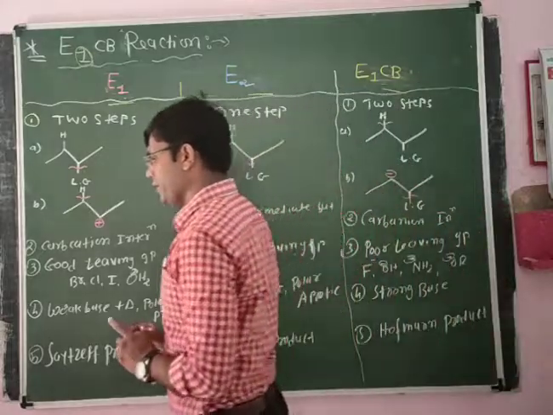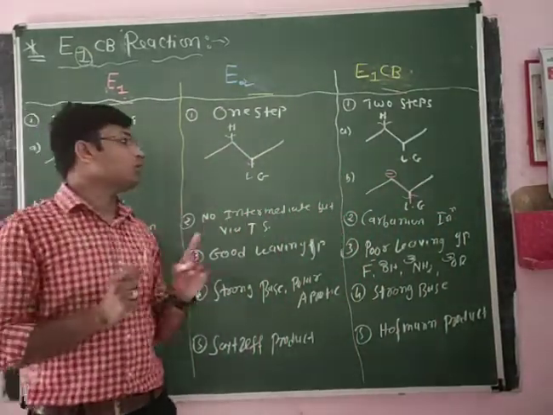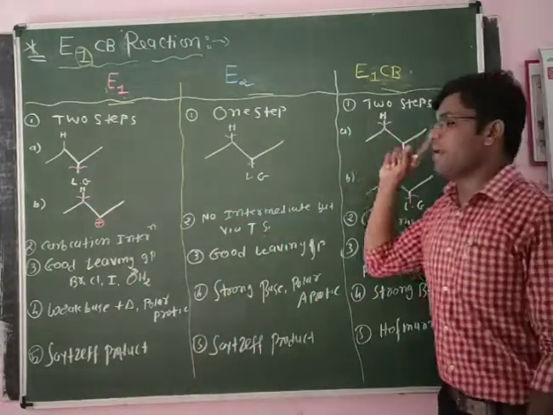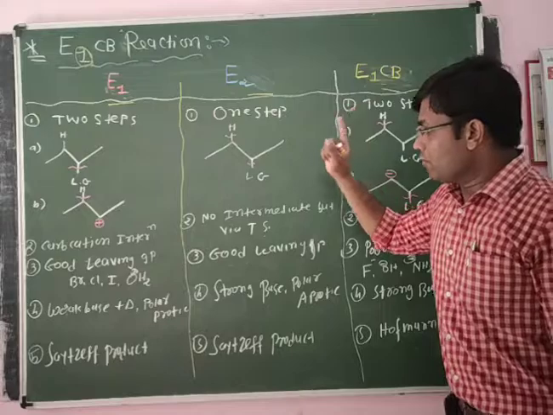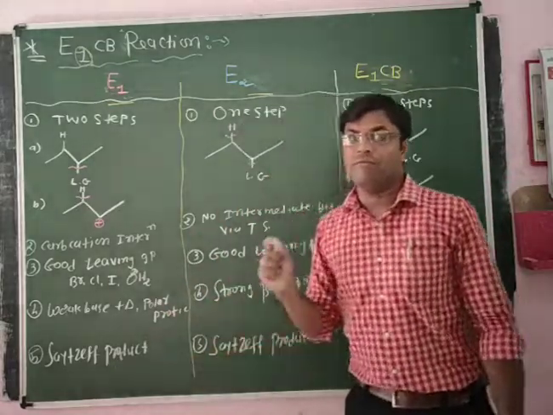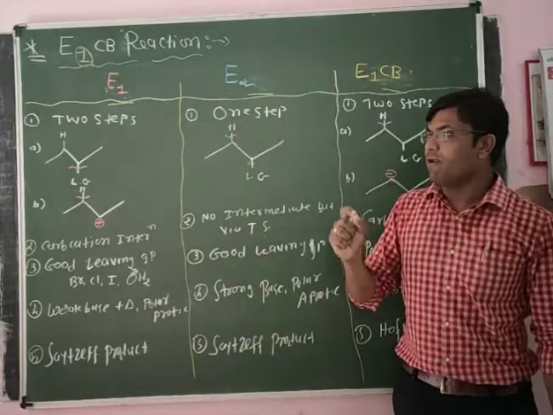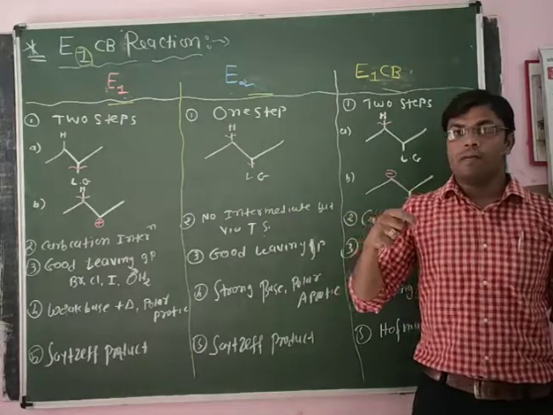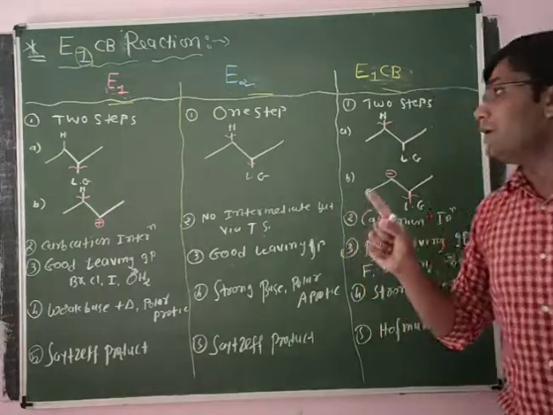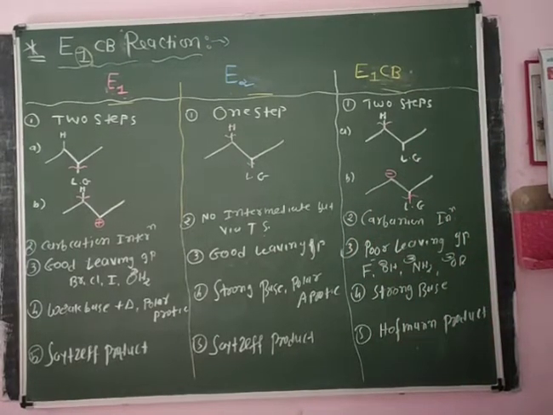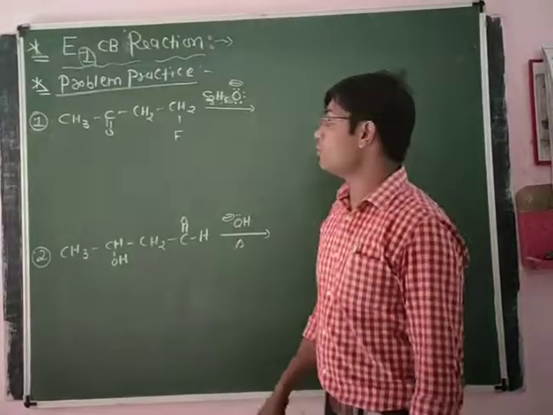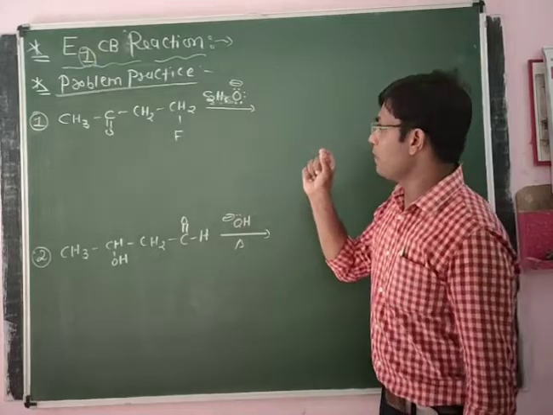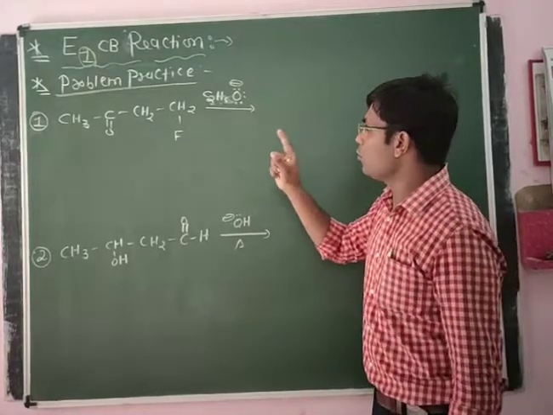Clear? So these 5 points differentiate E1, E2 as well as E1CB reactions. Clear? So 5 points, remember very well. From this you can understand what the differences are between these 3 reactions. Okay, now we will do more practice regarding this E1CB reaction, so we can understand E1CB and E2 reactions through examples.